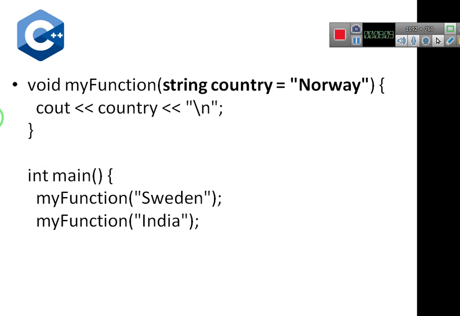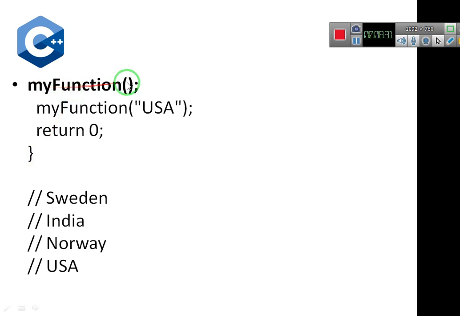Clear? So here is the syntax: void my function, string country is equal to Norway, cout country, and backslash n, and then it will print on a new line. So we have an int main function. Here the user gave my function Sweden, my function India, my function USA, return 0. Then it will show Sweden, India, Norway, USA. So if that is not given by the user, then by default it will execute Norway.